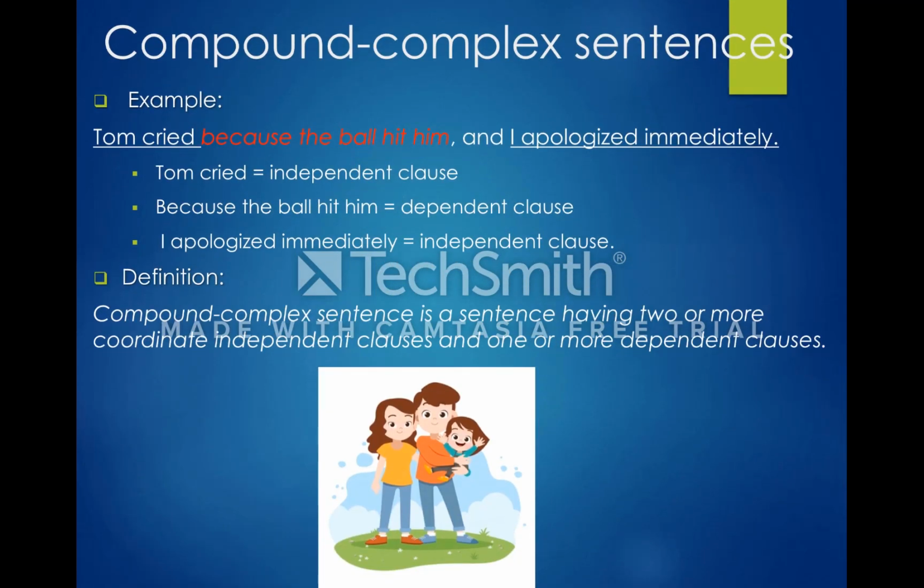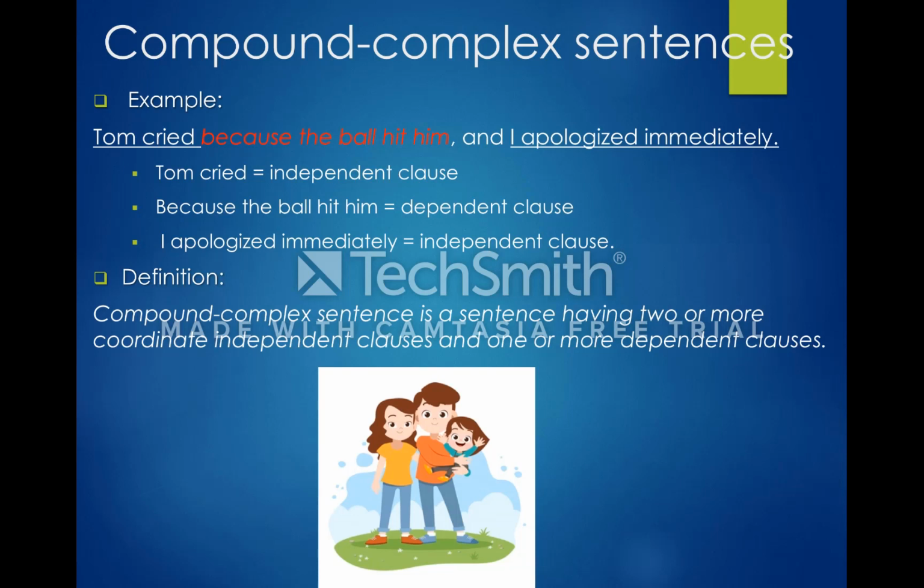Okay, so now let's look at the example. Tom cried because the ball hit him, and I apologized immediately. If you look at this sentence, you may realize that there are 3 clauses in this sentence. Tom cried is one independent clause. Because the ball hit him is a dependent clause, which begins with the subordinator because. I apologized immediately is another independent clause. So this is the perfect example of a compound complex sentence.